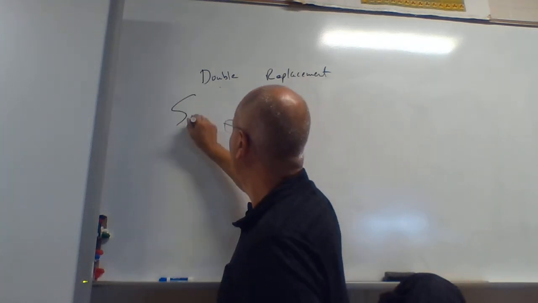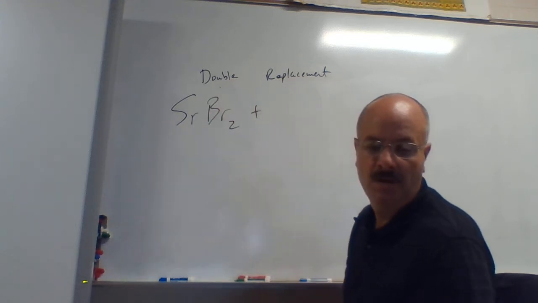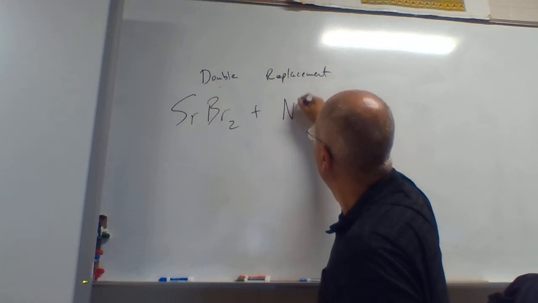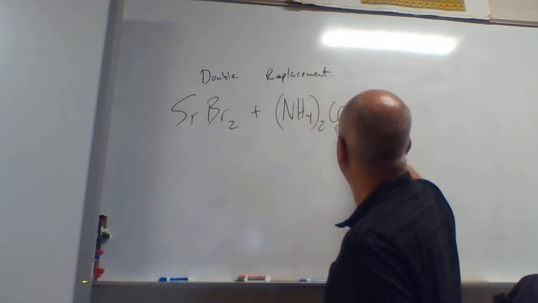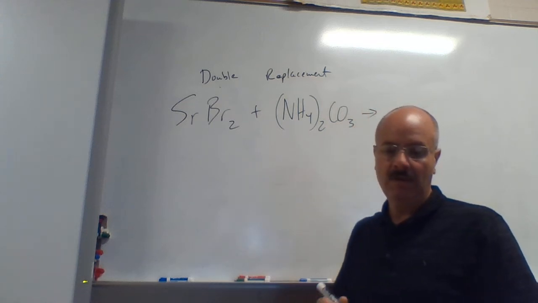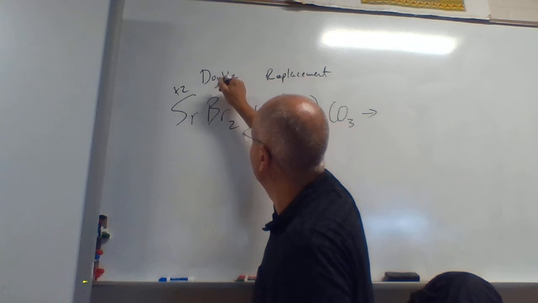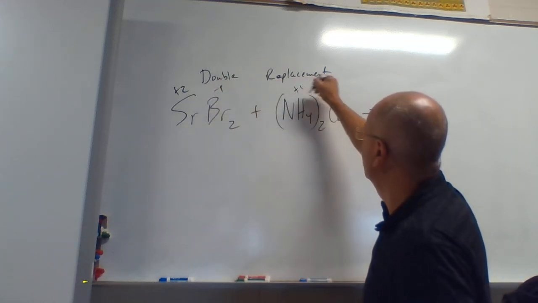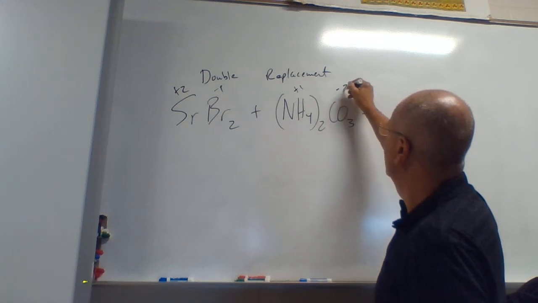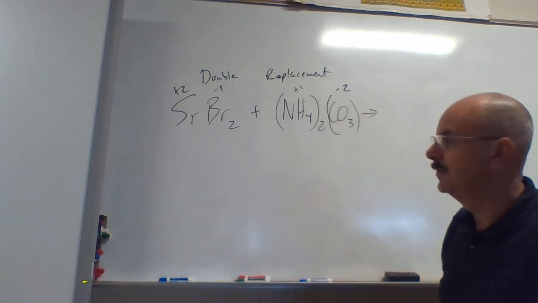All right, so we got SrBr2 plus NH4 2CO3. All right, so again, identify charges. This guy is +2, this guy is -1. NH4 from the polyatomic ion, that's +1. CO3, that's -2. If you want, again, we can put that in parentheses so you can see it.